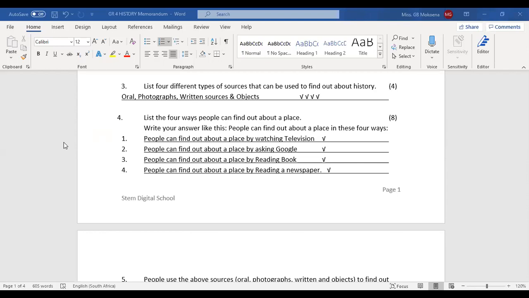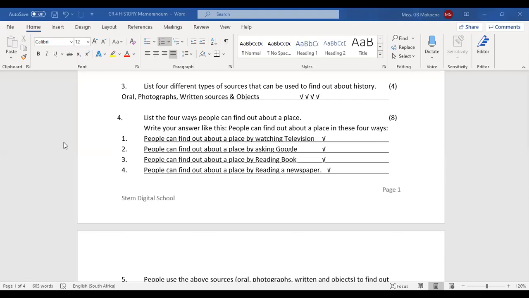And then written sources are like textbooks, articles, and all those written things. So that's where we can find out about history. And also objects are the things that people were using in the past. So by finding the things that people were using in the past, we can learn about history.